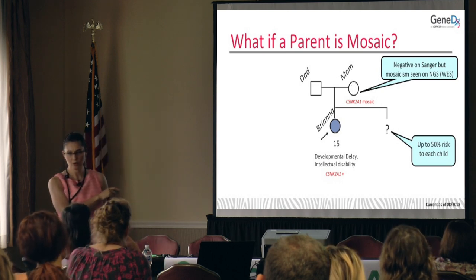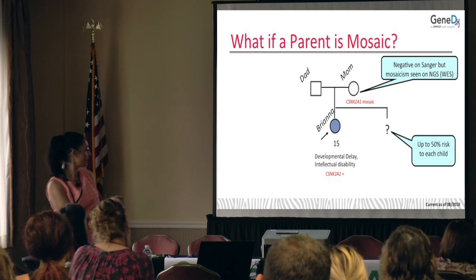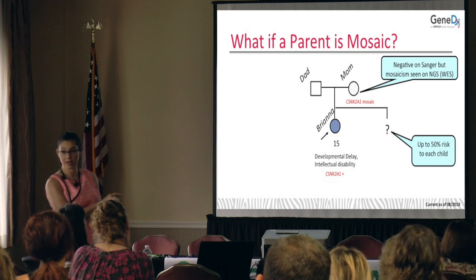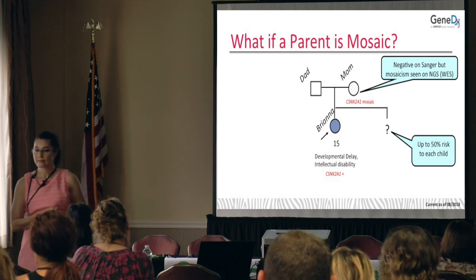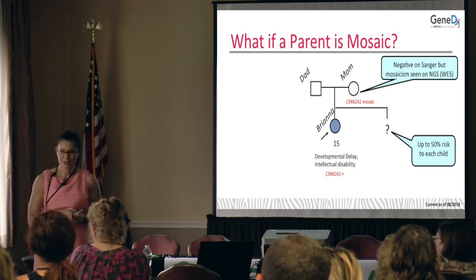So why is that important? Because if the mom and dad want to have more children, well, because it's in her eggs, it could happen again in the family. And so it could be even as high as 50-50 chance. So is that no longer a de novo thing for the child?